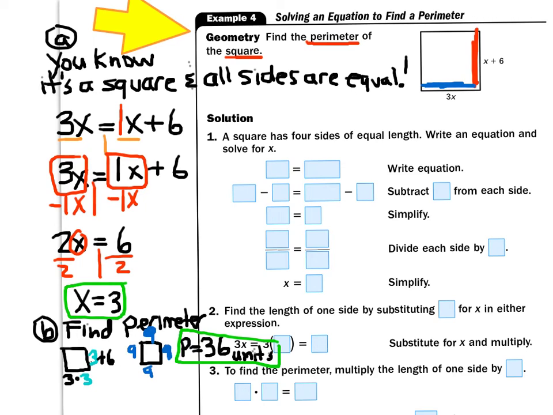Now I'm not exactly finished because yes, I found out what x is, 3, but I didn't answer their question. They want the perimeter of the square. So I substituted a 3 in where I saw x in the problem, and that told me that the base is 3 times 3, which is 9, and the height is 3 plus 6, which is 9. And so if I want to get the perimeter of the square, I would just say 9 plus 9 plus 9 plus 9, or 9 times 4, and that would give me 36 units. So the perimeter is 36 units.